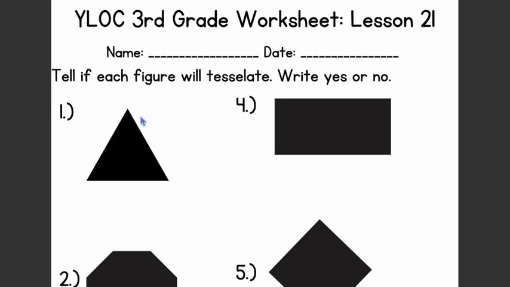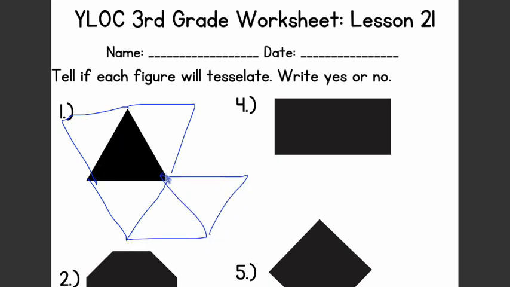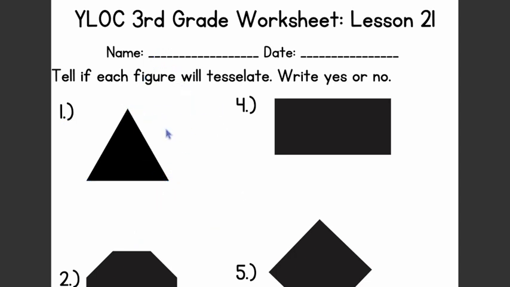So for number 1, we have a triangle. And if we add more triangles to its edges, like this, we can see that it leaves no gaps. And we can keep doing this without it ever changing. So this is called a tessellation. So number 1 is yes.